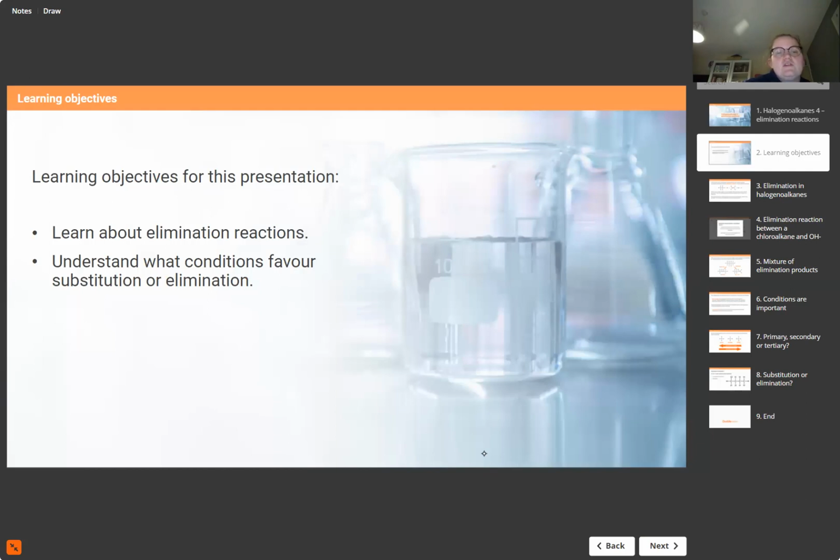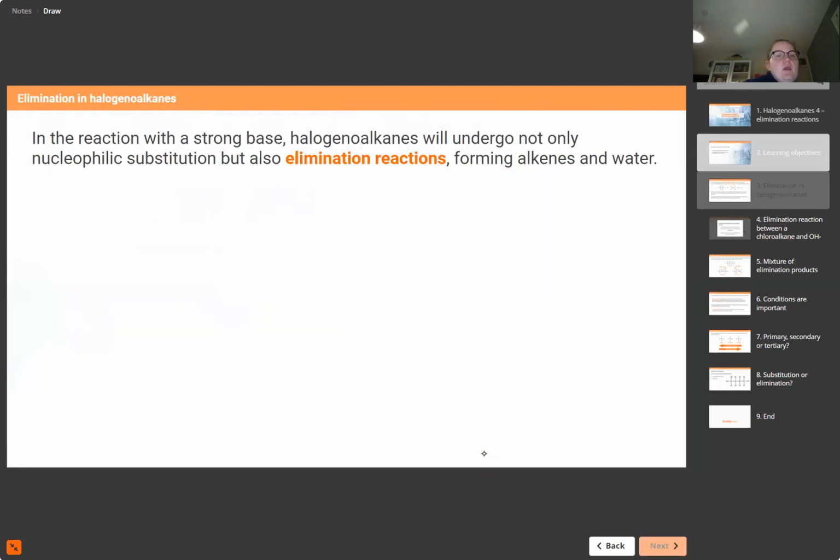And we're going to look at what conditions favour substitution, which we've just done, and which conditions favour elimination. So, in a reaction with a strong base, halogenoalkanes will not only undergo nucleophilic substitution, but they can also go through elimination reactions. And in elimination reactions, they form alkenes, which have a double bond, and they form water.